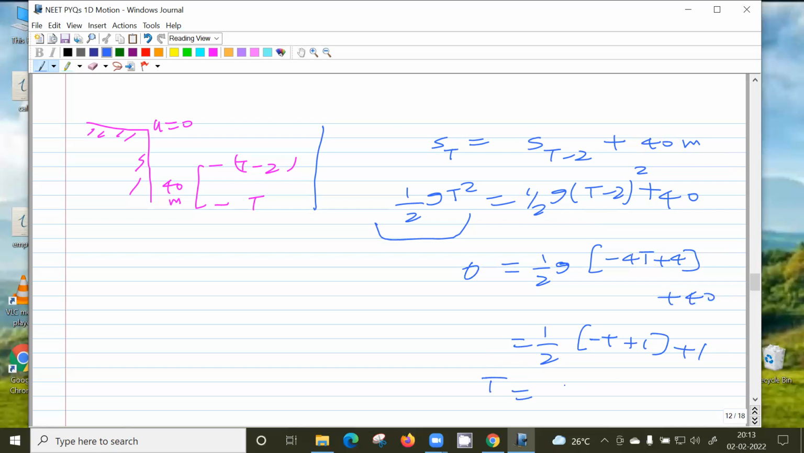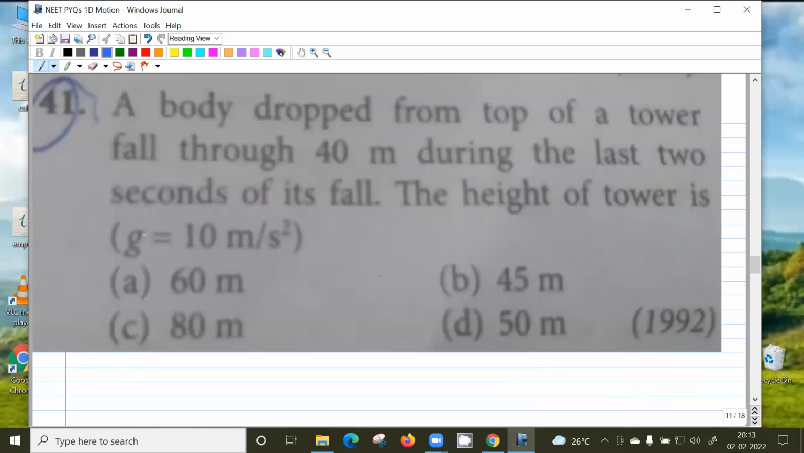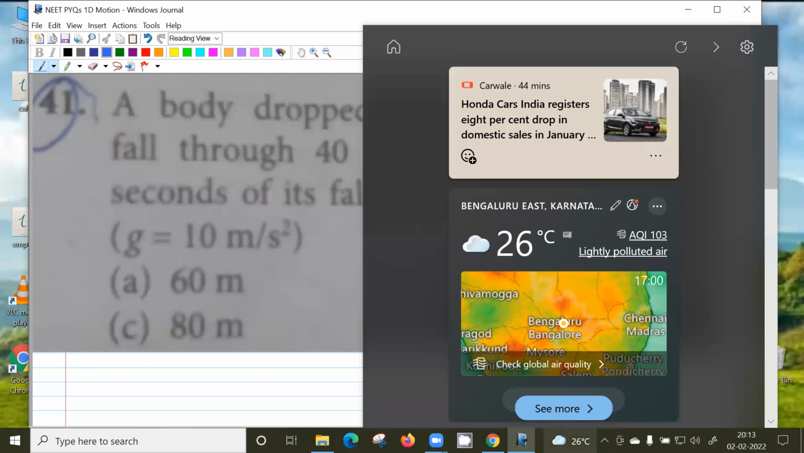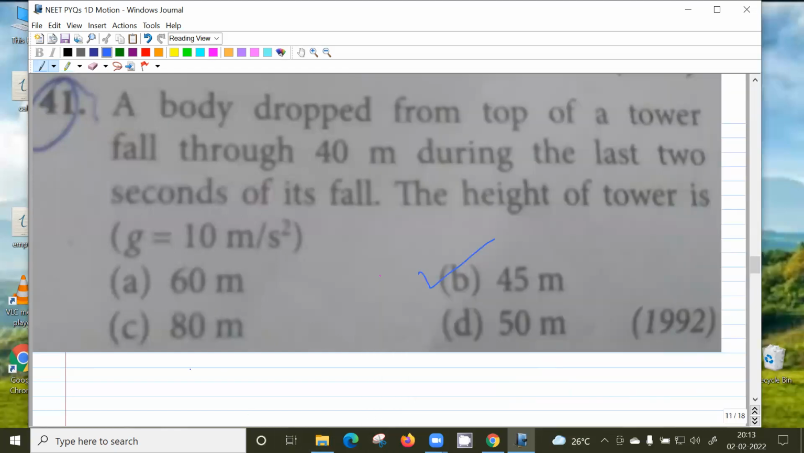So height is half g into t square, that is 5 into 9, so it should be 45. Option B. Is it correct? Answer is correct.